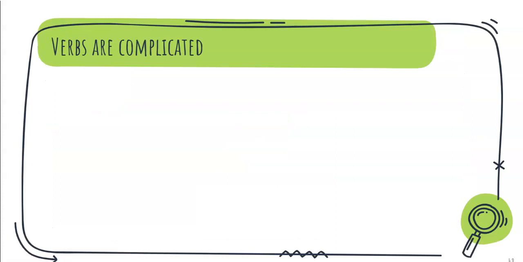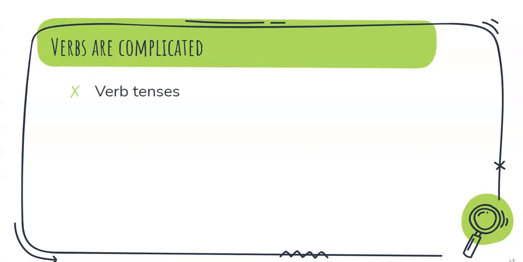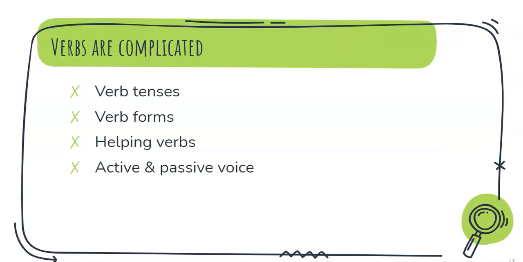Verbs as a topic are pretty complicated. We're going to discuss verb tenses, forms, helping verbs, active and passive voice, mood, and phrasals, with lots of breaks for comprehension checks. Take notes and review them each section.